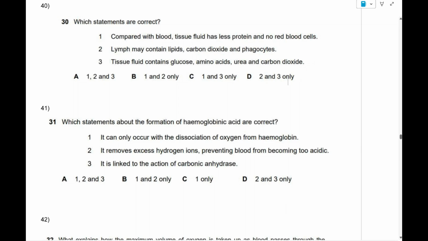Question number 40. Which statements are correct? So let's see the suggestions that we have here. 1. Compared with blood, tissue fluid has less protein and no red blood cells. Now, this is correct. The reason for this is that tissue fluid forms by the capillary pores. Now, these capillary pores, let's assume that this is a capillary.